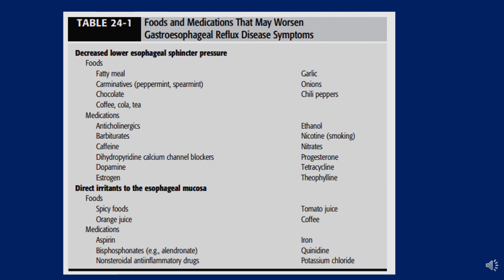Pause the video and carefully scrutinize Table 24.1 summarizing foods and medications that may worsen gastroesophageal reflux disease symptoms before advancing to the next slide.